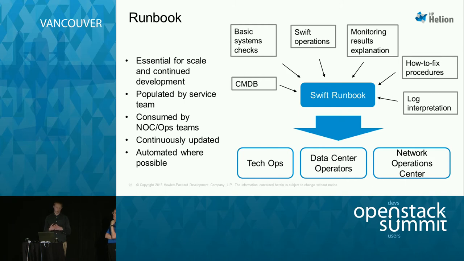So when other teams are there, such as the tech ops team, the data center operations team, and the NOC team, if these guys see a problem or an issue, they go to the runbook, they can fix it for us. So it removes a lot of our day-to-day work on the cloud system. I suppose, yeah, so we populate it and the other guys consume it. The two important things about this runbook is that it's continuously updated. It's very rare that a week goes by when we don't do something in this runbook or we don't make a change.